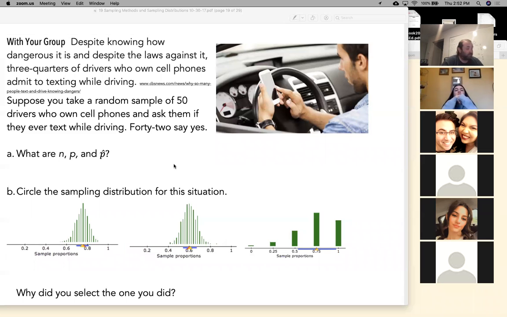Suppose you take a random sample of 50 drivers who own cell phones and ask them if they ever text while driving, and 42 say yes. What are n, which is the sample size, p, the true value of the proportion of the entire population, and p hat, the approximate value?